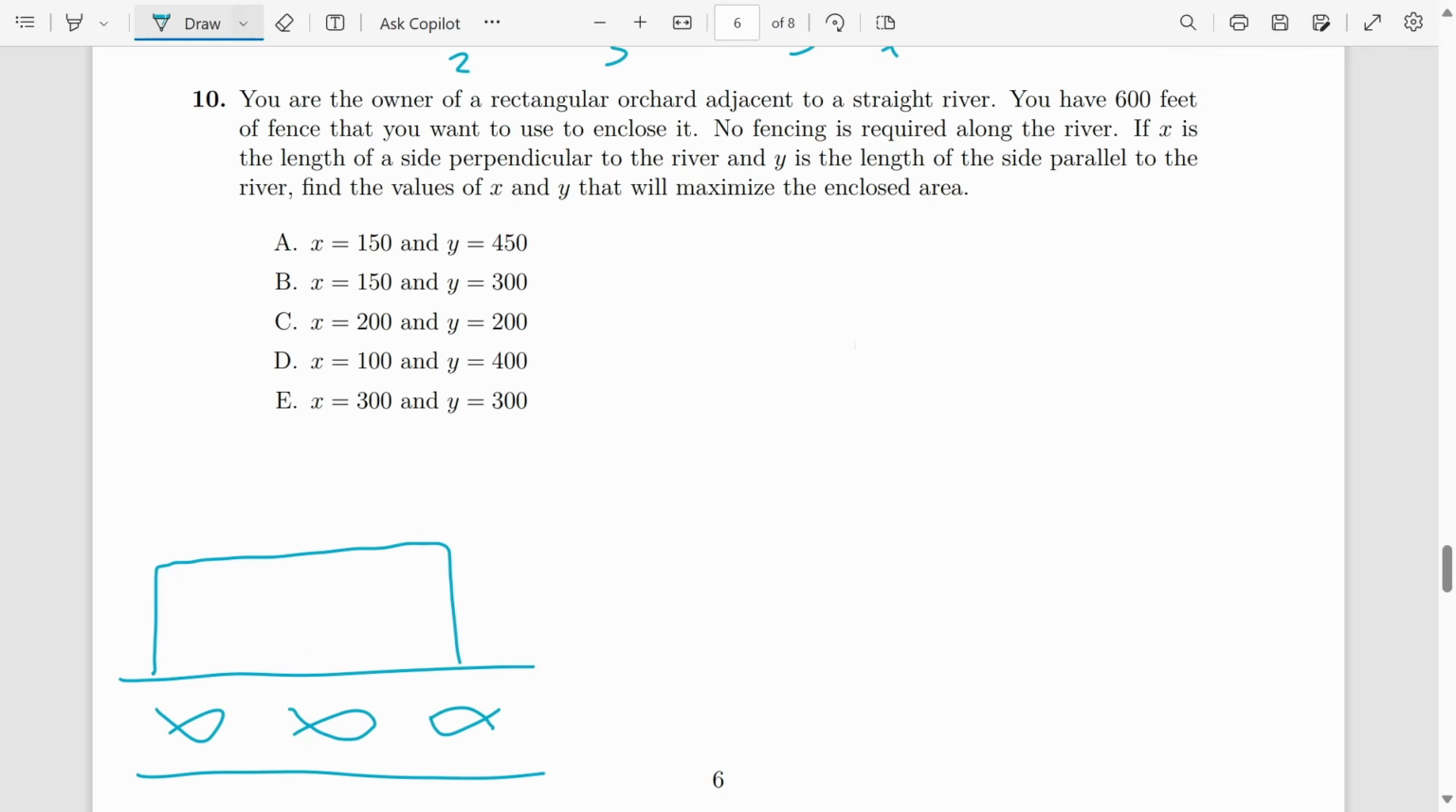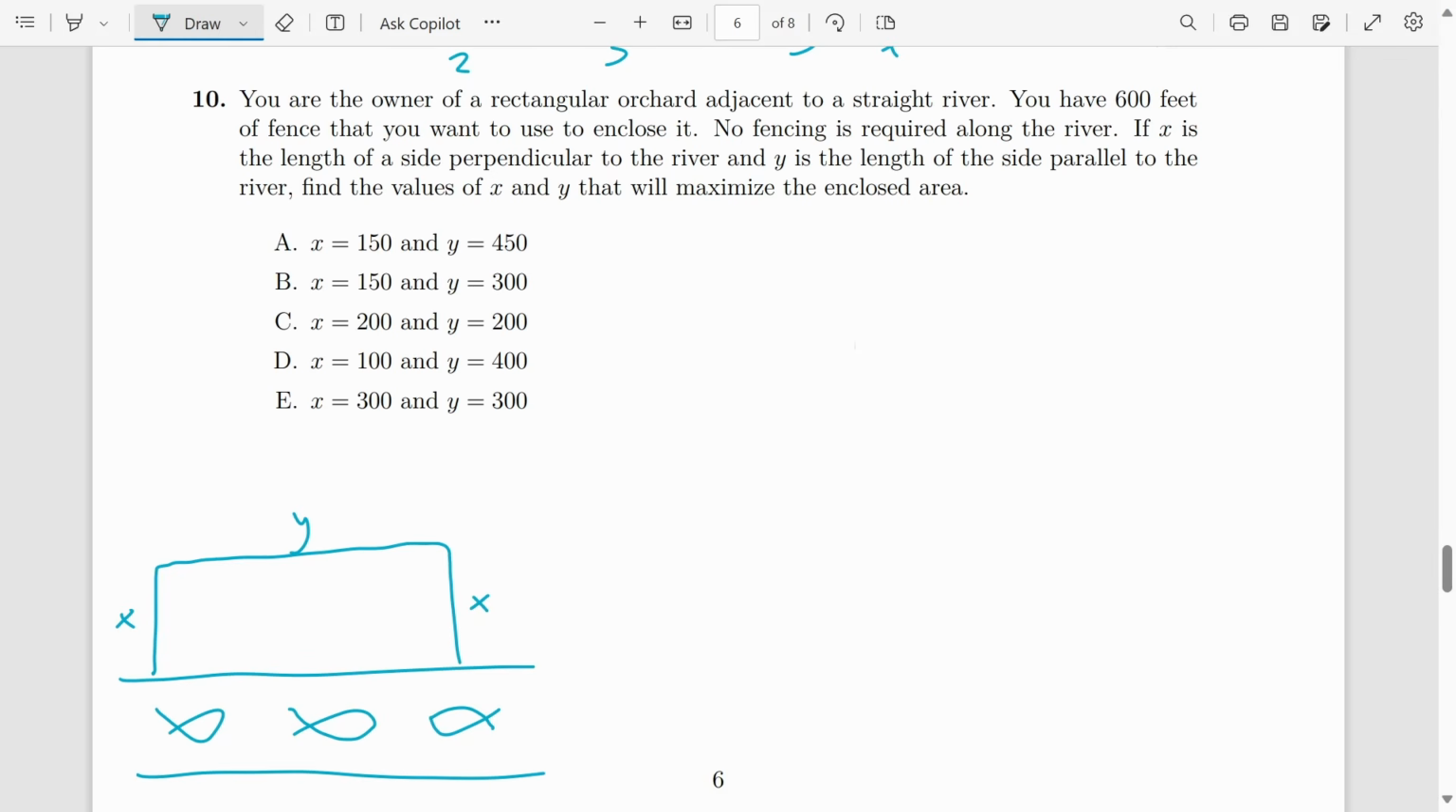And let's see, x is the length of a side perpendicular to the river, so it's going to be these sides right there. And then y is the other side, the side parallel to the river. And knowing all this, we have 600 feet of fence that we can use to build this thing, and we need to maximize the enclosed area. Cool. So this is a related rates problem.